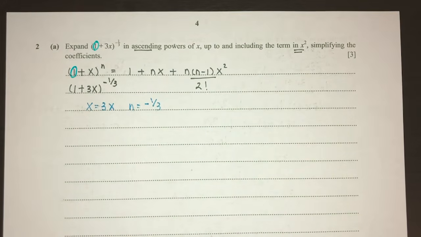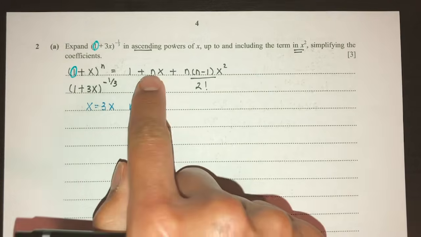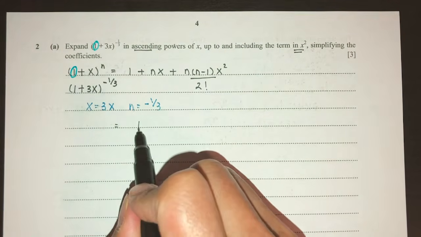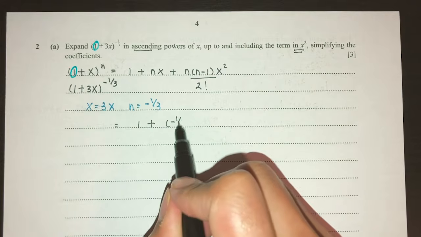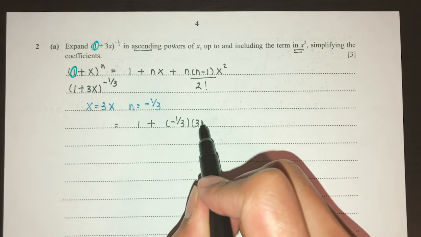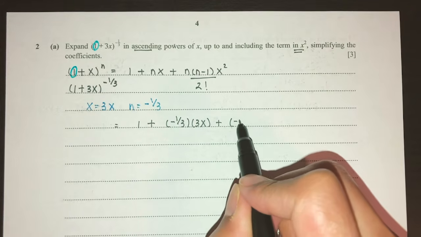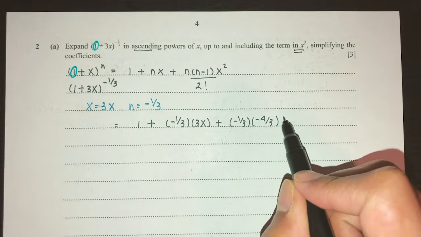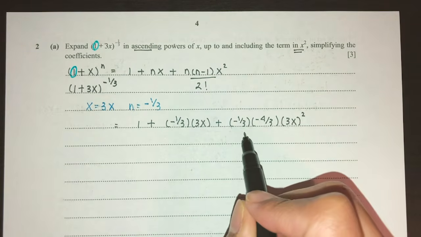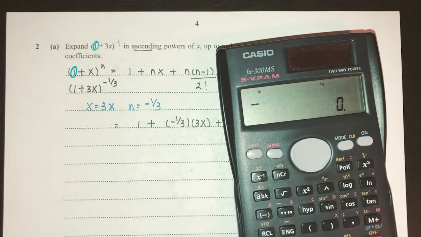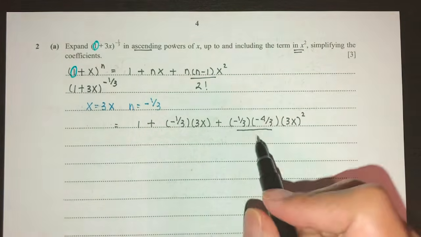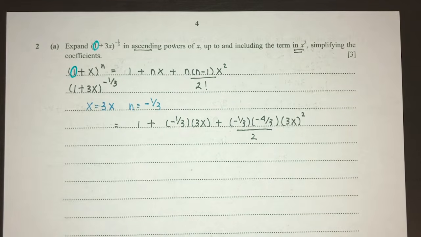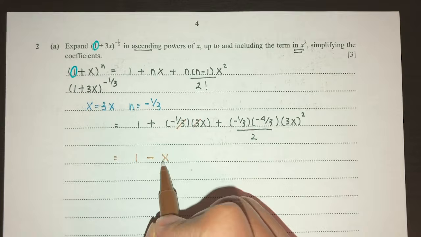So now the next step is pretty easy. We just have to substitute back in the expansion. So 1 plus n, which is minus 1 over 3, times x, which is 3x, plus minus 1 over 3 times minus 4 over 3 and times x, which is 3x squared, divided by 2 factorial. What is 2 factorial? 2 factorial is just 2. Now we can simplify. The first thing is we can just cut this out, so you will have 1 minus x.